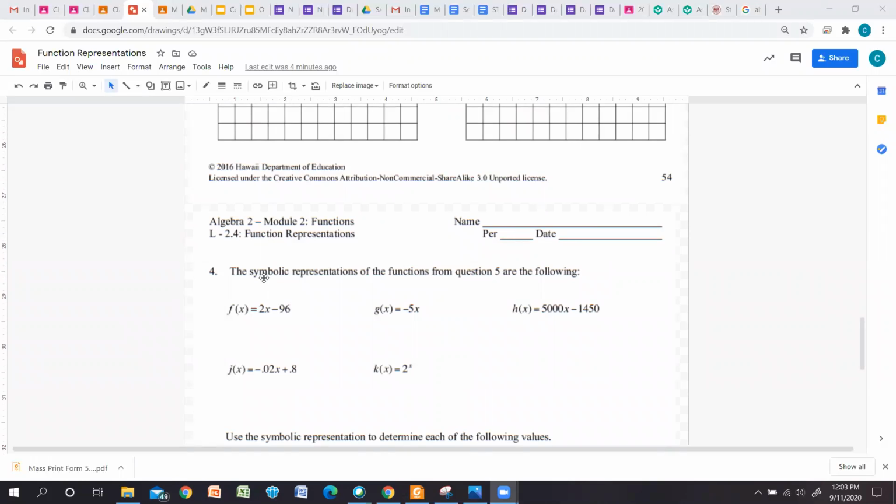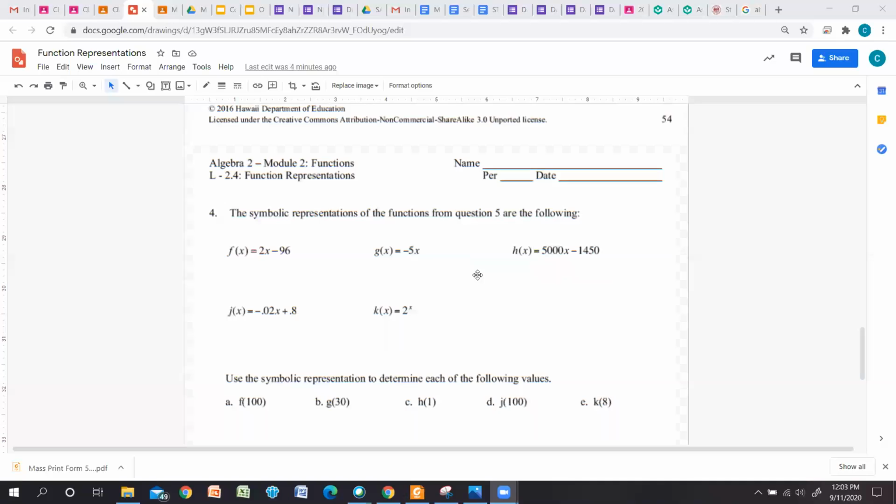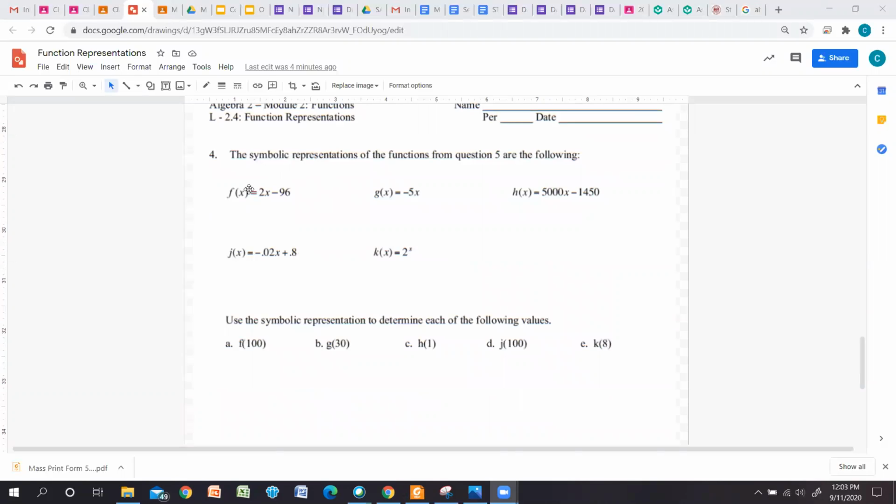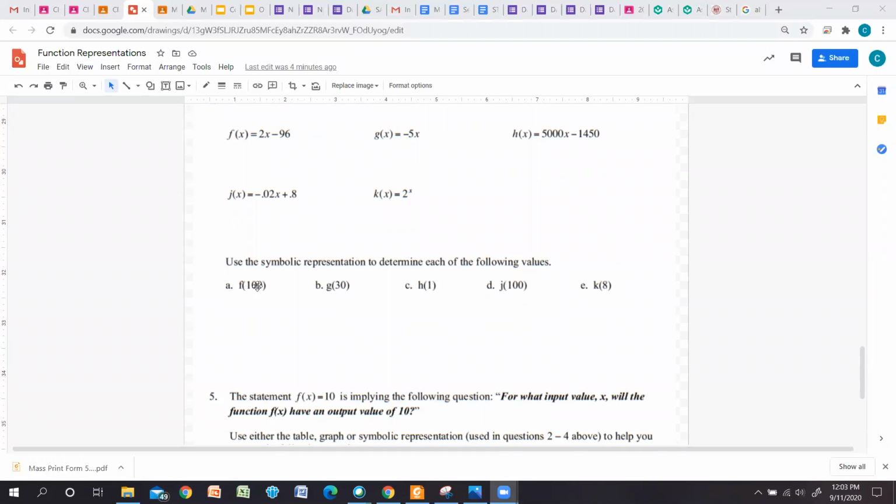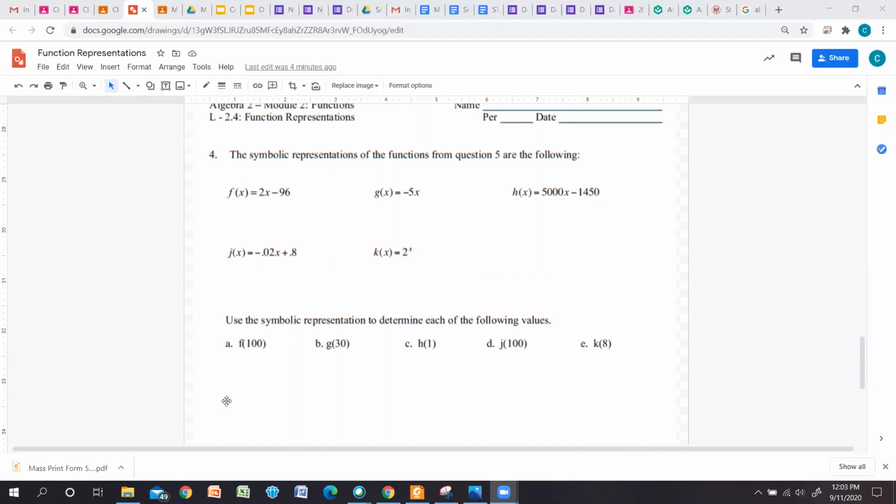Next, the symbolic representations for the questions for question 5 are the following. Notice these are the same functions from question 2, but they're just listing them in symbolic representation. And for each of them, you just figure out the value. For example, f of 100. Well, this is f of x, and they want to find f of 100. So for example, you could draw with the scribble tool or type it. So you have this equals, be a little messy. You just replace x with 100.